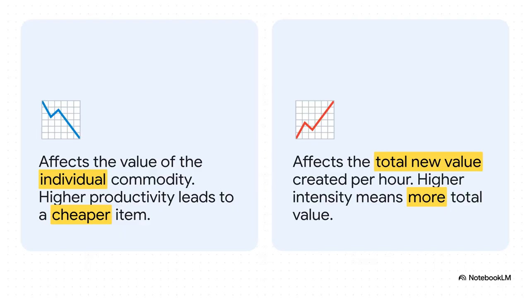And their effects are totally distinct. Higher productivity lowers the value of each individual item because you're spreading the same amount of total value across more units. But higher intensity, that increases the total new value created per hour. It makes the entire pie of value bigger, which can then be split between wages and surplus value.